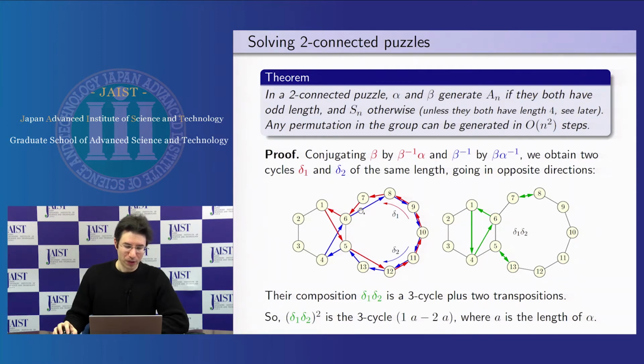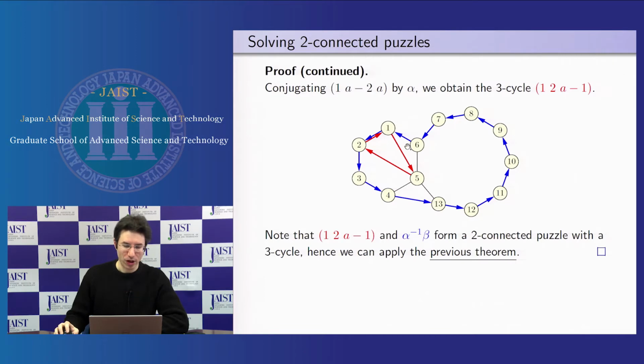Once again, we conjugate cycles. So we can conjugate beta and beta minus 1 to get these 2 cycles, red and blue. And these 2 cycles almost cancel each other. And when we compose them, we get these green ones, which are a 3 cycle plus 2 transpositions. So when we take this and we apply it twice, we just get 1 3 cycle. And so now we have 1 3 cycle.